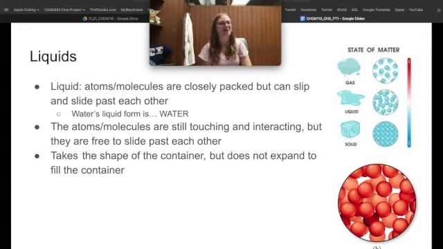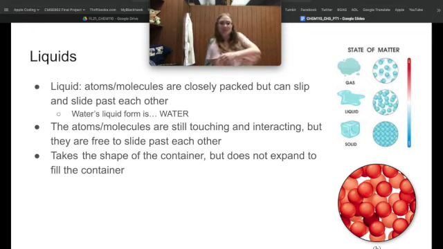So water's liquid form is water. You know what I mean? We're thinking about ice, how ice is a rigid structure that's packed tightly together. Those water molecules are still wiggling around in ice, but they're not doing what liquid water is doing. They're not slipping and sliding around. You can think about the difference between having an ice cube and a glass of water. I can manipulate those atoms and molecules a bit more in that water glass than I could with the ice. So again, the atoms and molecules are still touching, still interacting, but they are free to slide past each other and move around, and they're also always constantly wiggling.